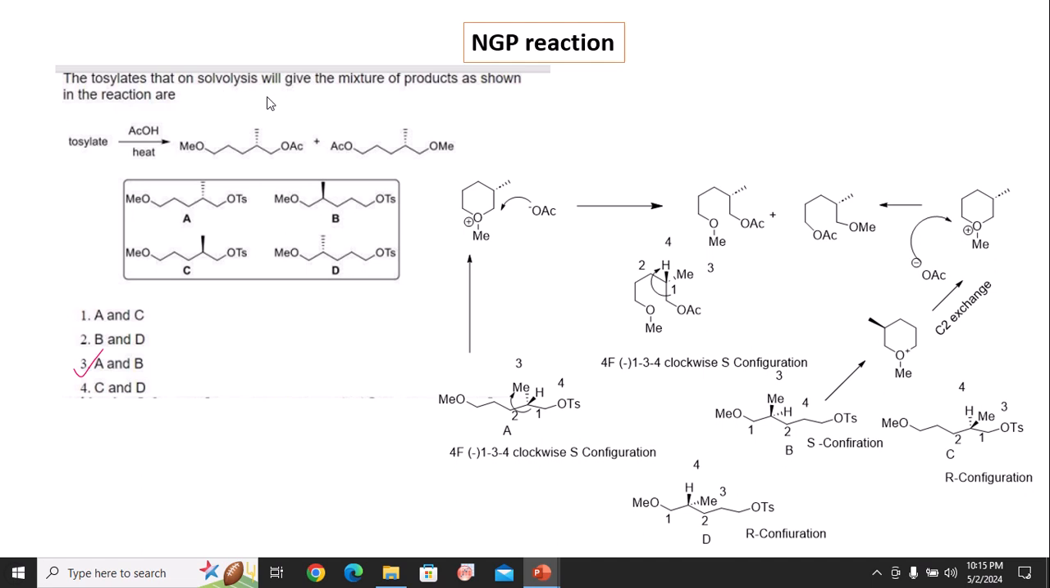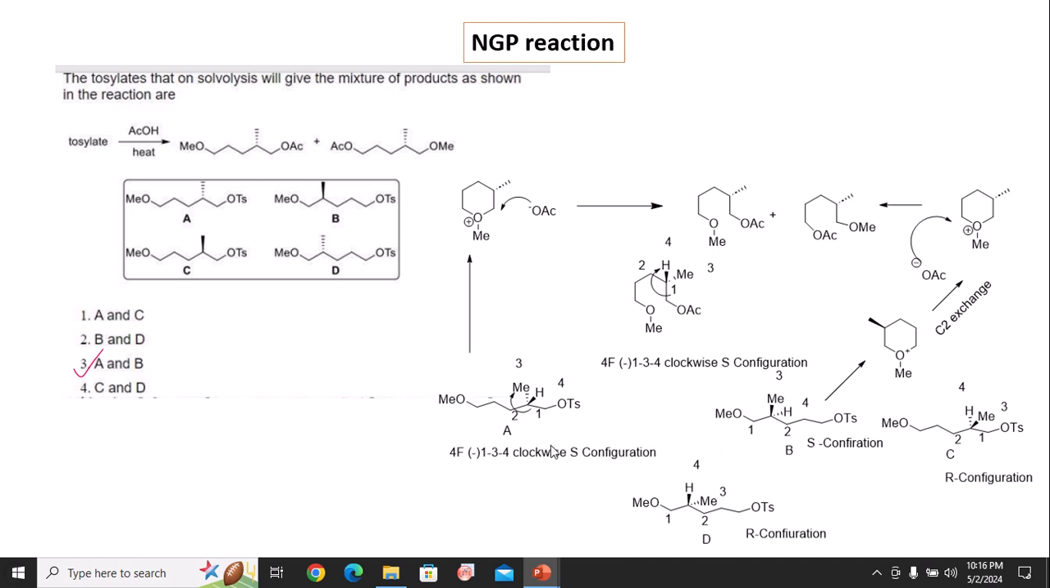The tosylate, on solvolysis, will give a mixture of products as shown in the reactions. Actually, this problem is taken from the Jerry March book, where the tosylate can give 2 isomers, and these 2 isomers can be formed by NGP reactions. Here the methoxy lone pair on the oxygen atom adds to form the cyclic intermediate, and then the cyclic intermediate undergoes cleavage to form the 2 products.